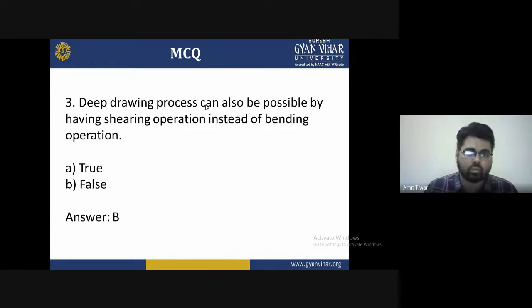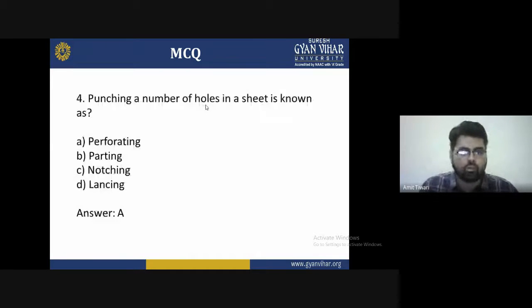The statement is not correct, because deep drawing processes can also be possible by having shearing operation instead of the bending operation. So we do not require the shearing operations, because we use the bending operation for that. That's why it is very similar and very easy to use for the deep drawing operation. Okay.